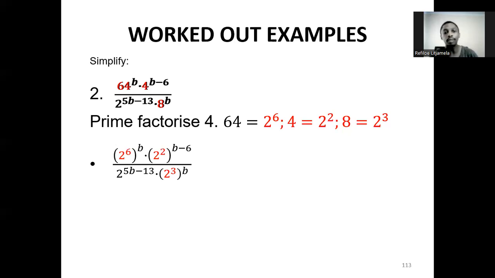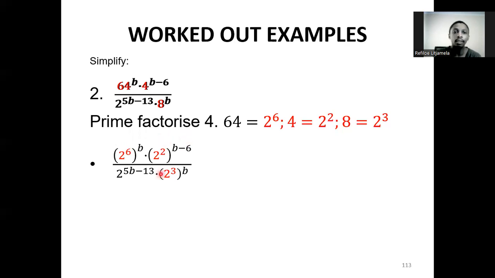And then you will simply have to distribute the exponents. I will actually explain this. You will simply take 6 times b, and then on the other bracket, you will take 2, you multiply it by b, and you take the same 2, you multiply it by minus 6, all right?